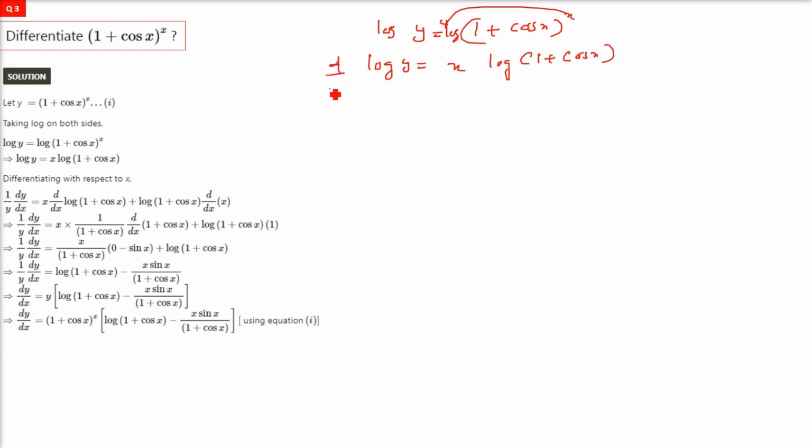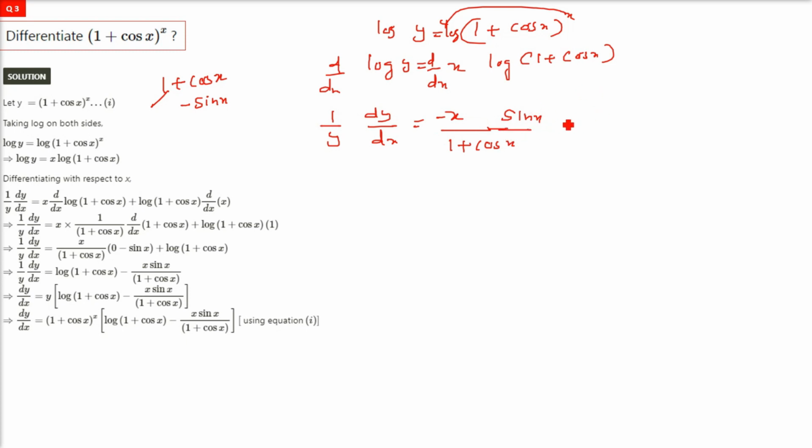Take the differentiation, differentiate both sides. So we have log y as 1 by y dy by dx. Here we have two things, x and log 1 plus cos x. We'll use the product rule in order to differentiate them. x we will take, then the differentiation of log, whatever content with log is there, it will come in the denominator. So 1 plus cos x it will be. Now differentiation of 1 plus cos x will be, 1 will be 0, cos x is minus sin x. So just write minus sin x here. Now minus I am bringing here, sin x I am putting it here. Then plus.